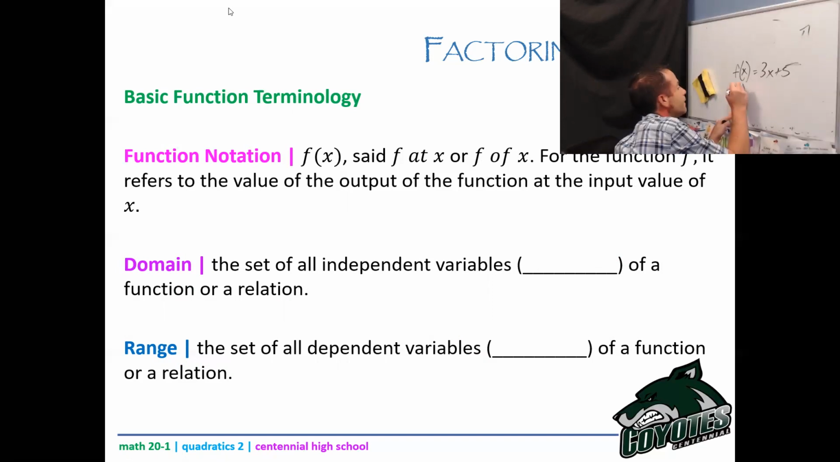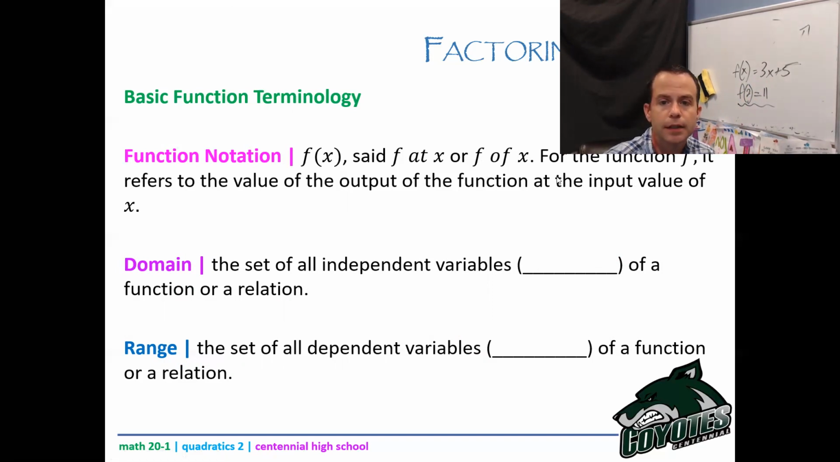Let's say I did f of 2. What I'm doing there is I've replaced my x with 2. So we're saying, I want to know the value of this function when x is 2. We keep this as f of 2, but we plug in 2 for x. So 3 times 2 is 6, 6 plus 5 is 11. So f of 2 is 11. The reason we like function notation is it tells us our input and our output at the same time. When the input is 2, the output is 11.